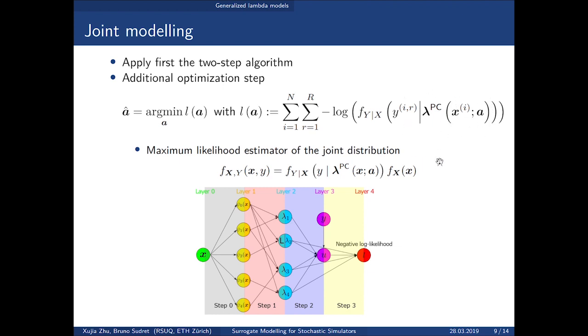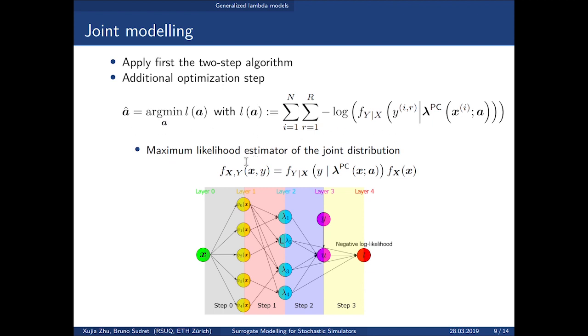From a theoretical perspective, this additional optimization problem is equivalent to maximizing the likelihood of the joint distribution of x and y. The joint distribution can be decomposed as the conditional one that we want to estimate and the marginal distribution of x. Because we do not have parameters in the marginal distribution, the maximum likelihood estimator of the joint distribution ends up with the form shown here.